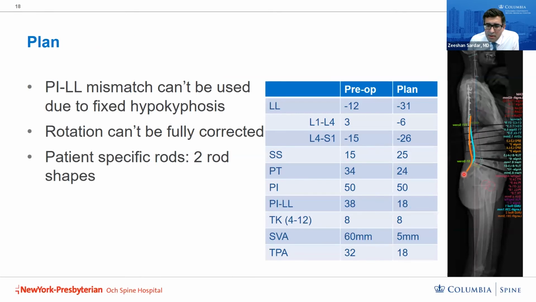So we did that. I do a lot of pre-op planning, and we planned 2 different shapes of the rods for the different sides to, again, maintain a bit of the curve and not completely correct it.